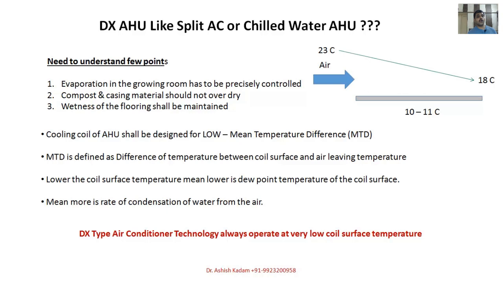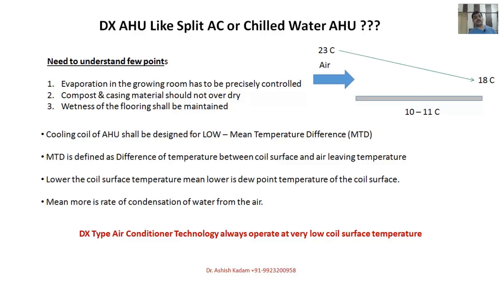So the cooling coil of the AHU shall be designed for low mean temperature difference. So if you see this picture, I am just taking, for example, the mean temperature difference, but when we are designing the cooling coil, we are actually considering the logarithmic mean temperature difference. But this is a little bit complicated concept, or we consider the NTU concept, which the people who have the knowledge of heat transfer will understand. We call them number of transfer units. So these are the concepts we are using when we are designing the cooling coil.